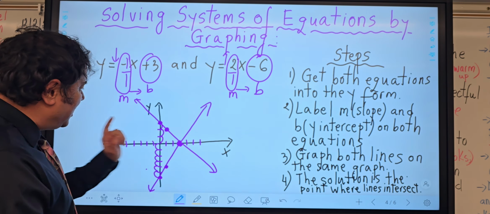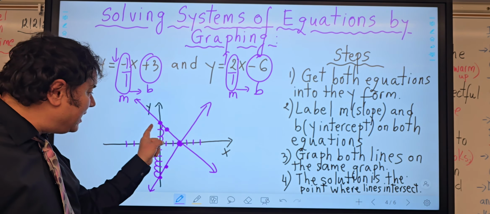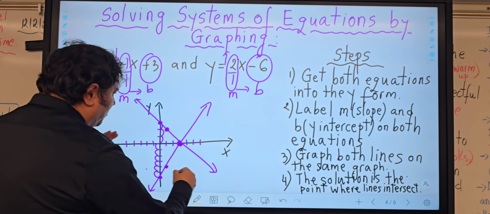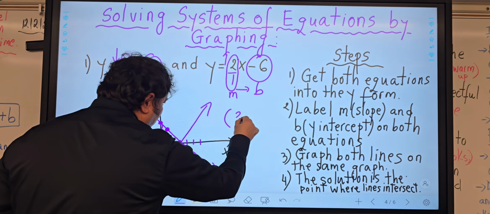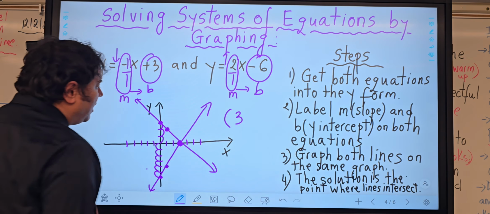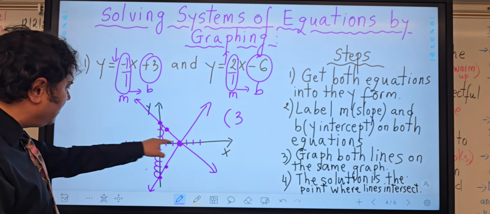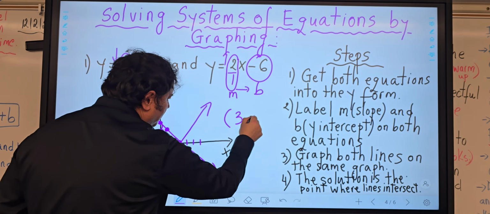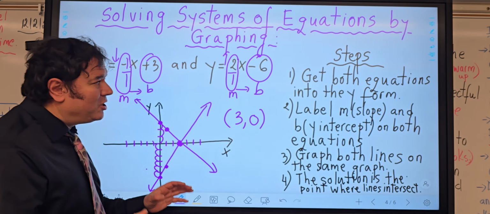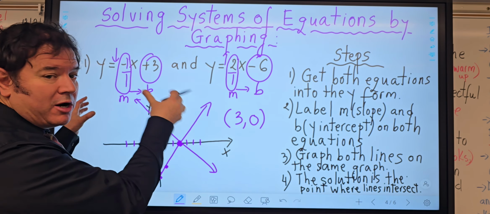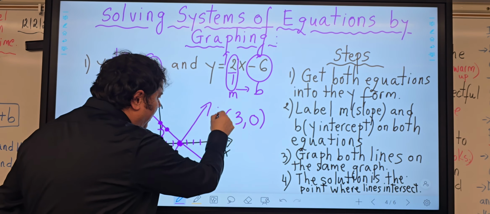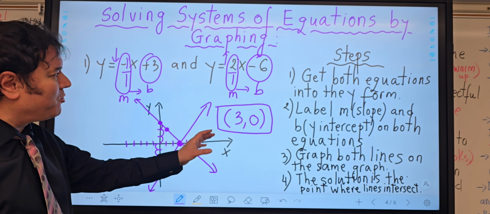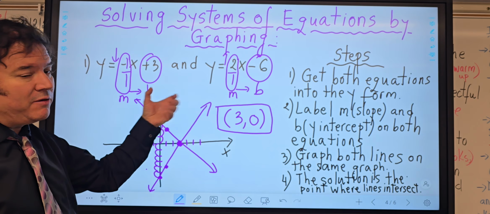Let's do that. So let's find the x for that point. Obviously, x is at positive 3. So the solution is, right, x is at positive 3, right? That's our x, right? And our y is 0, right? If you go to the y from this point, y is 0. So our final answer, our solution for this system of equations is (3, 0). This is our answer. (3, 0) is the solution of this system of equations.